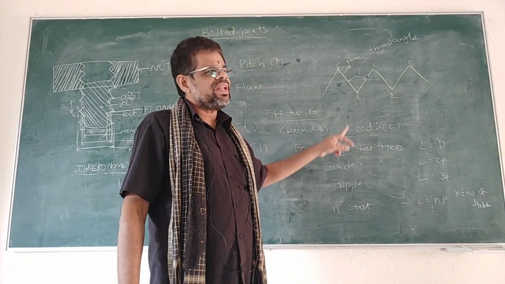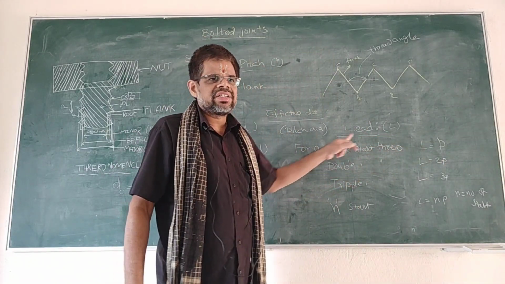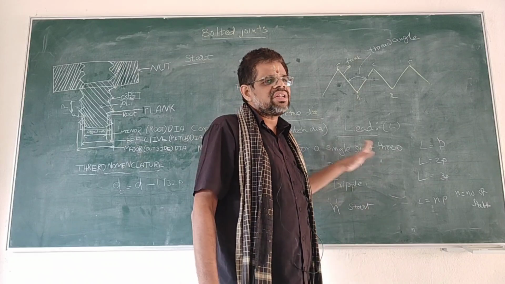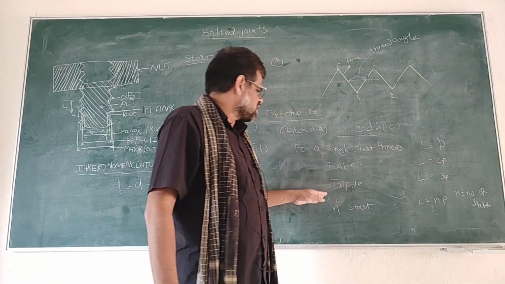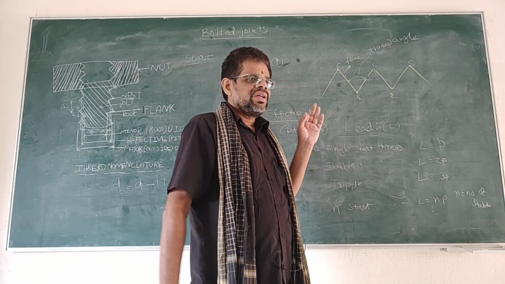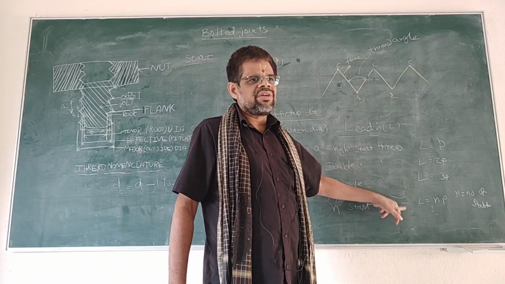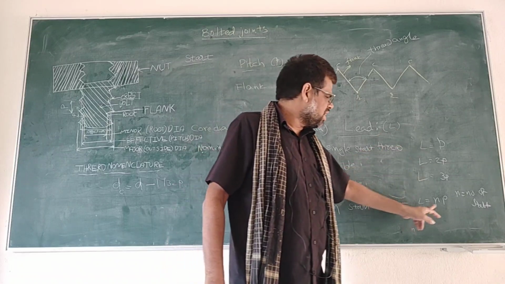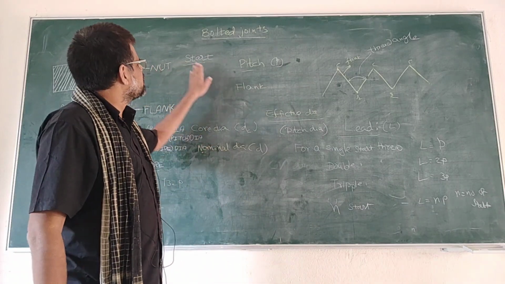And the value of lead is equal to the pitch for a single start thread. In case of a double start thread, it is equal to 2 times the pitch. In case of a triple start thread, it is equal to 3 times the pitch. If the bolt consists of n start threads, then lead is equal to n into p. Then what is meant by start?